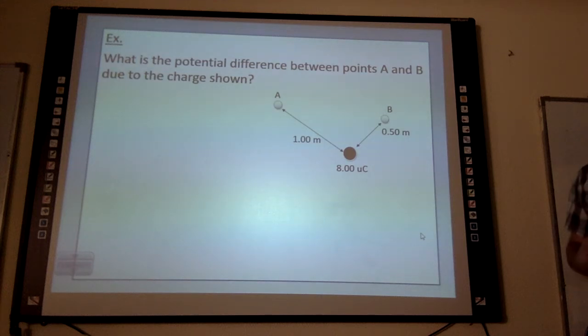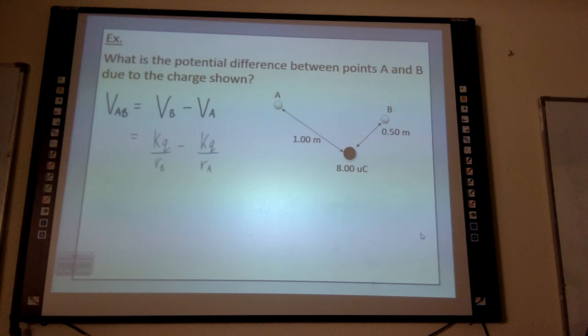So for example, here's 2 points, point A and point B. If I want the potential difference between those, it's just a matter of figuring out the potential at point A, what's the potential at point B, and subtracting them. Again, just take the bigger one minus the smaller one, it doesn't really matter. If you subtract the inverse of the distances, then that works.